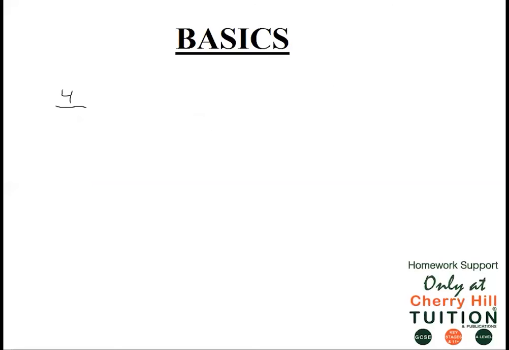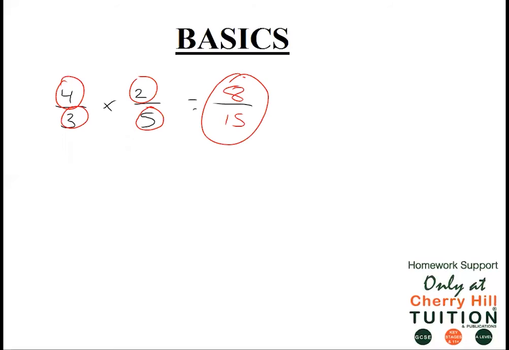Now let's move on to multiplying fractions. When we're multiplying fractions, it is very simple. All we need to do is multiply the numerators together in order to get our new numerator. So 4 multiplied by 2 is 8. And then we need to multiply our denominators. So 3 multiplied by 5 is 15, and that is our denominator. And this is all you need to do to get your answer. Okay, so it's very, very straightforward.